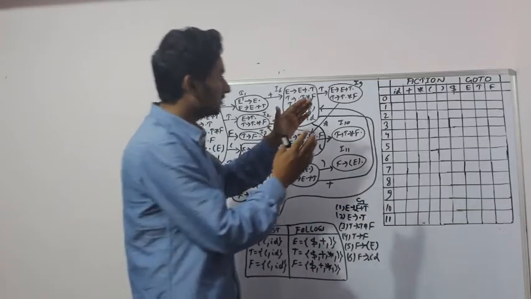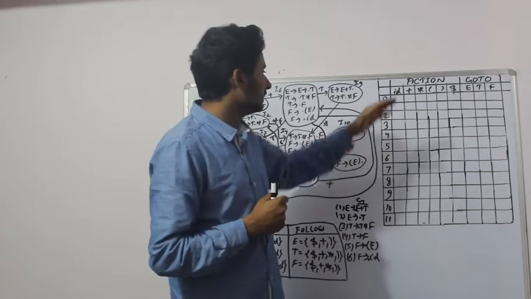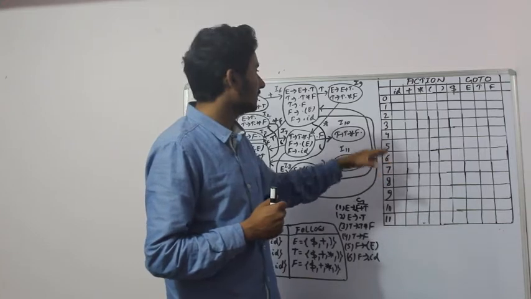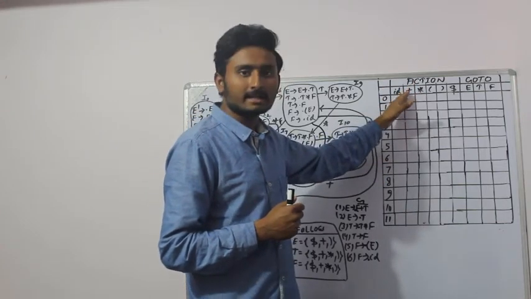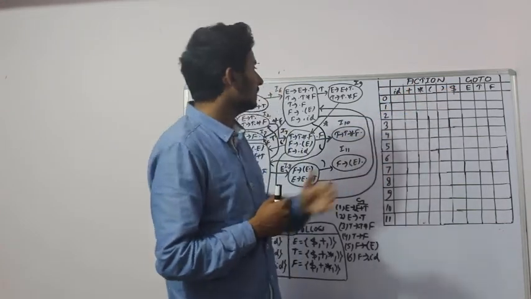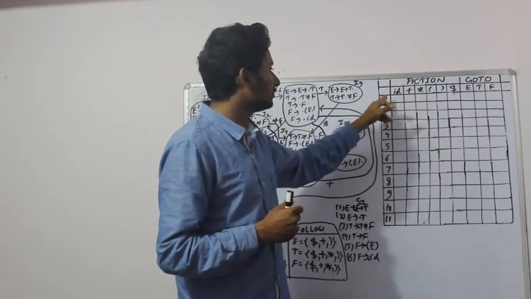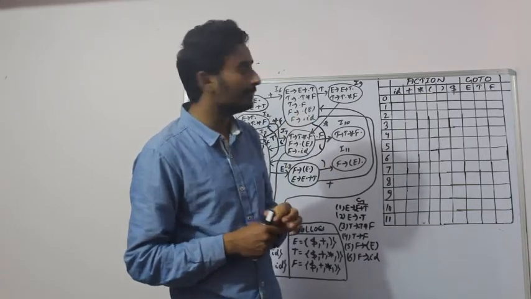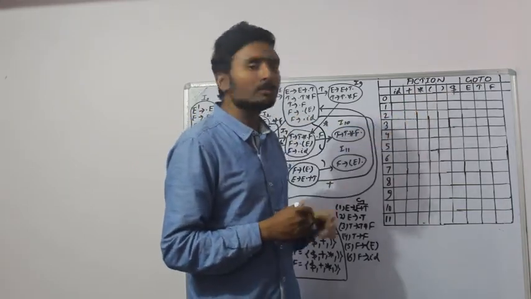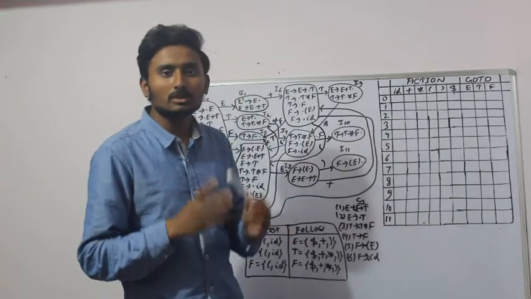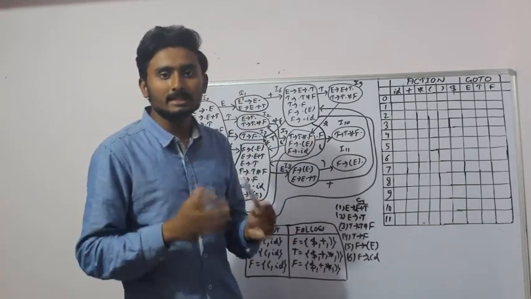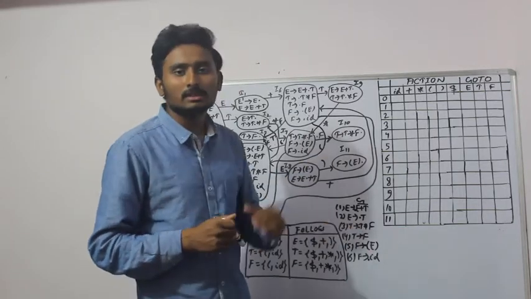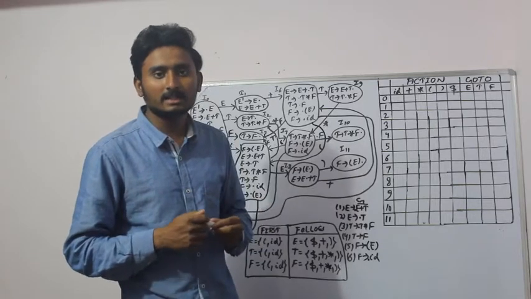Let me explain once again. We are going to design the structure of the parse table, which consists of two parts. The first part is action and the second part is goto. In the action part the total number of columns equals the total number of terminals present in our grammar, and in the goto part the total number of columns equals the total number of non-terminals present in our grammar. The number of rows equals the number of states we have in our DFA design.